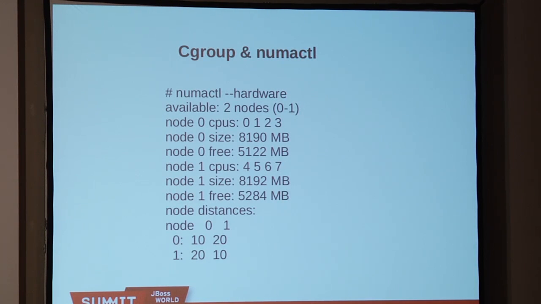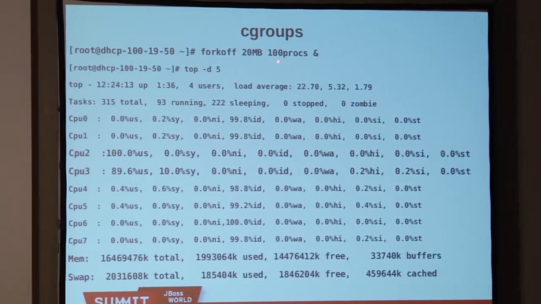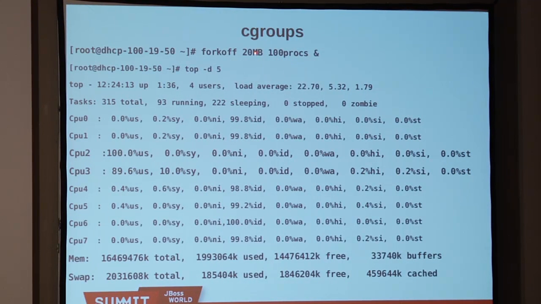So here's an example. I did a numactl --hardware. You can see there's 2 nodes, 8 gigs on each node. CPUs 0 through 3 are on node 0, 4 through 7 are on node 1, and the typical distance table here. So what I wrote is a program, pardon the name, fork-off. I said I want to create 100 processes, each one.